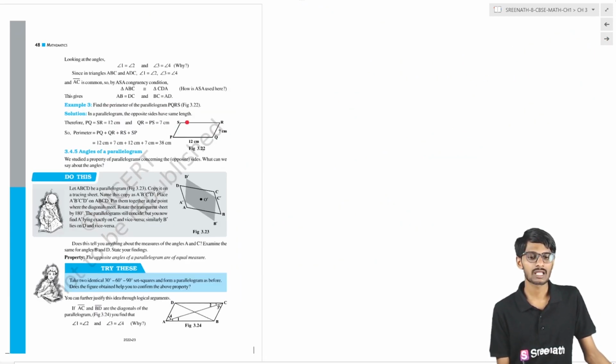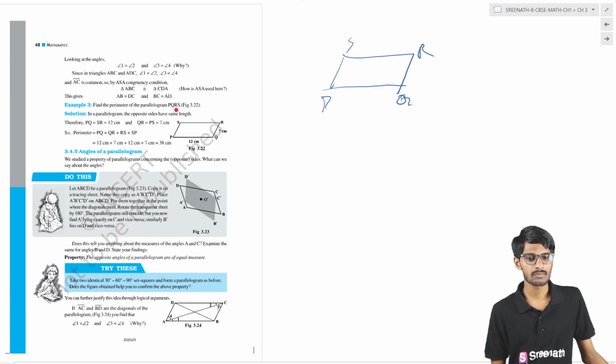Find the perimeter of a parallelogram PQRS. So how can we find the perimeter of a parallelogram? A parallelogram is like that. That is PQRS, and this is 7 centimeters. Find the perimeter of the parallelogram PQRS, figure 3.2. So this is 7 centimeters and this is 12 centimeters.